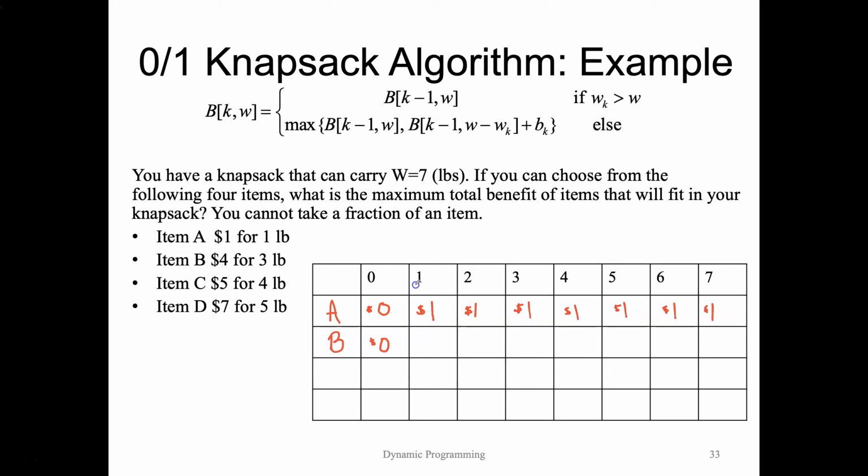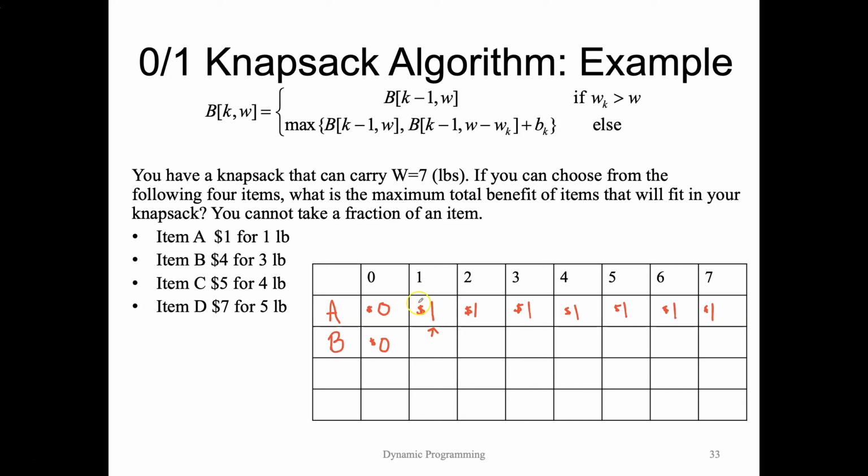But if our backpack can hold 1 pound, how much could we make? Either we don't take item B or we do take item B. Because item B weighs 3 pounds, we actually won't get to do anything until we reach a capacity backpack that can hold 3 pounds. So all the way up until this point, we're going to use the same solution of what we had before, if we don't take item B, which is just in the cell above.